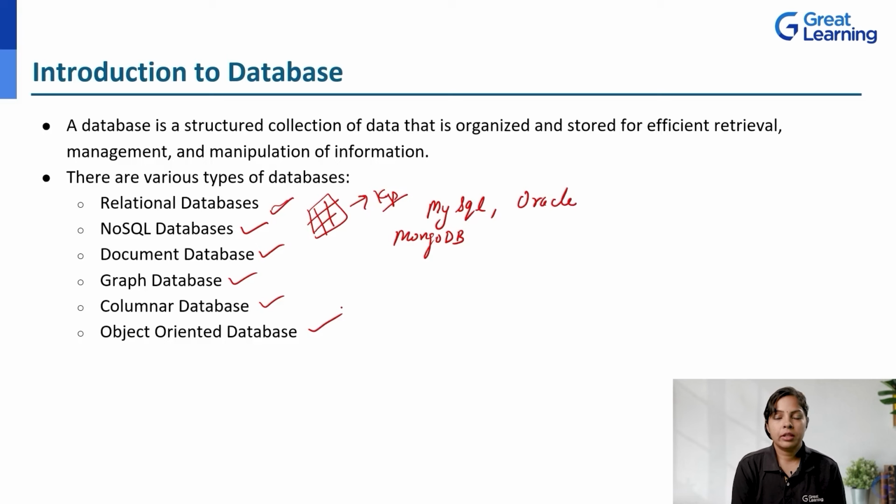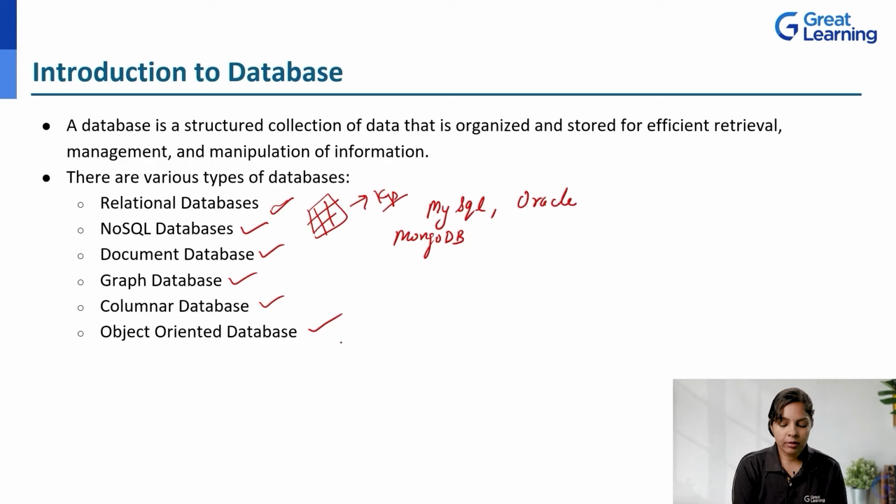Then there is your object-oriented database. So in an object-oriented database, every data, or you can say some collection of data, is referred to as objects. And in an object-oriented database, there are relationships between those objects which are demonstrated.